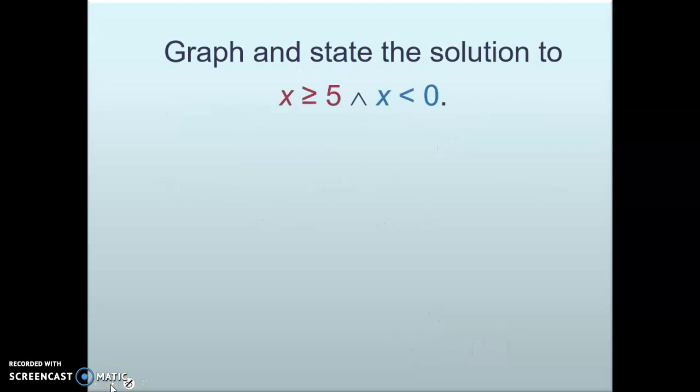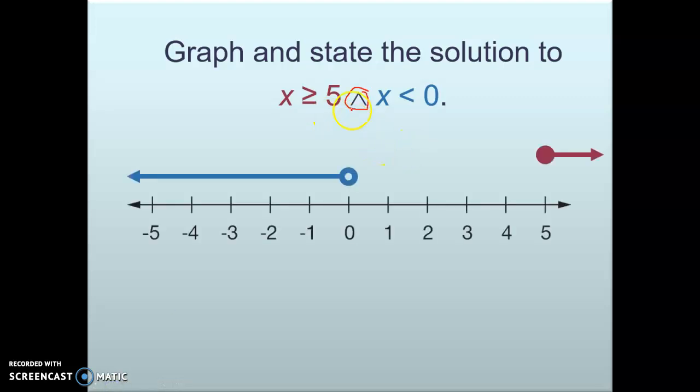So let's graph and state the solution to x is greater than or equal to 5 and x is less than 0. So again, we want to graph both of these inequalities individually, and then we want to tell which numbers are in both one and the other. So when we graph x is greater than or equal to 5, you can see a solid dot at the 5 and our arrow to the right, and x is less than 0, open circle and going to the left.